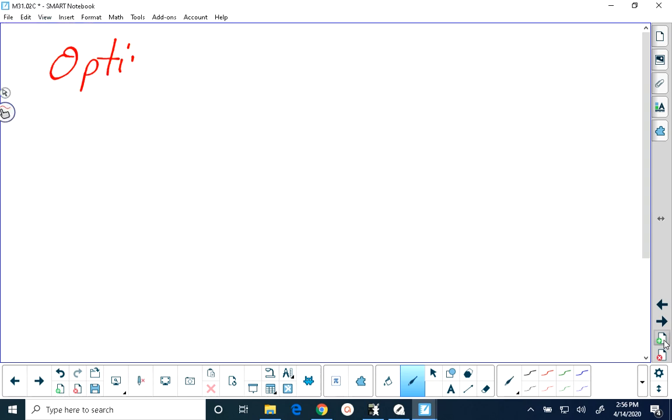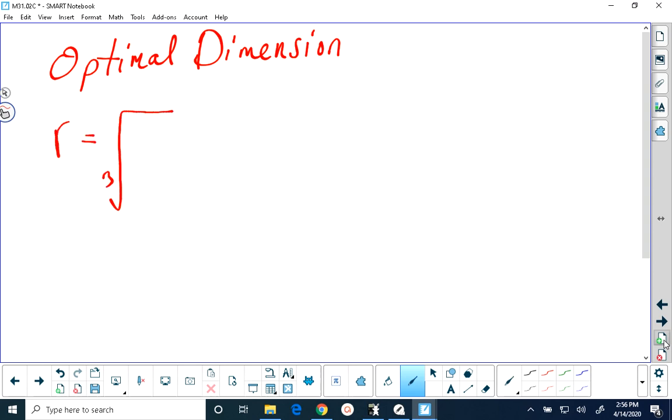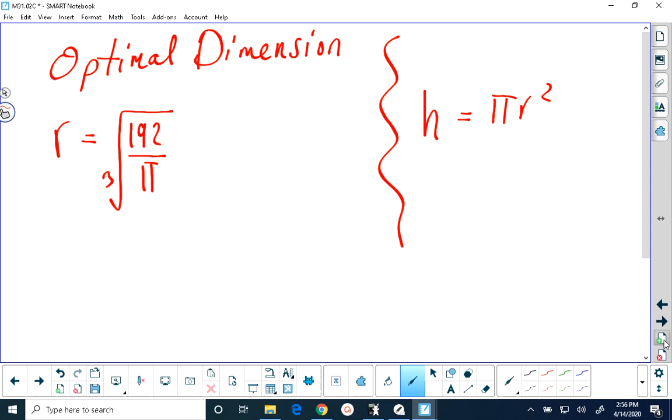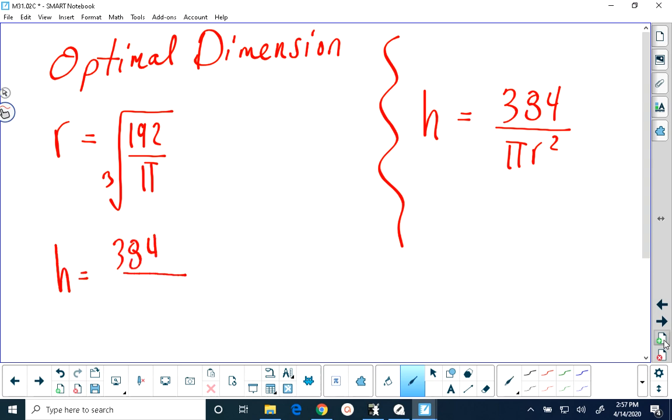So the optimal dimensions, which means the dimensions that are going to minimize the surface area, would be the radius is equal to the cube root of 192 over pi. And remember that we have already developed a formula for h. H was 384 over pi r squared from our equation of constraint, which means that h is 384 over pi times the square of the radius.